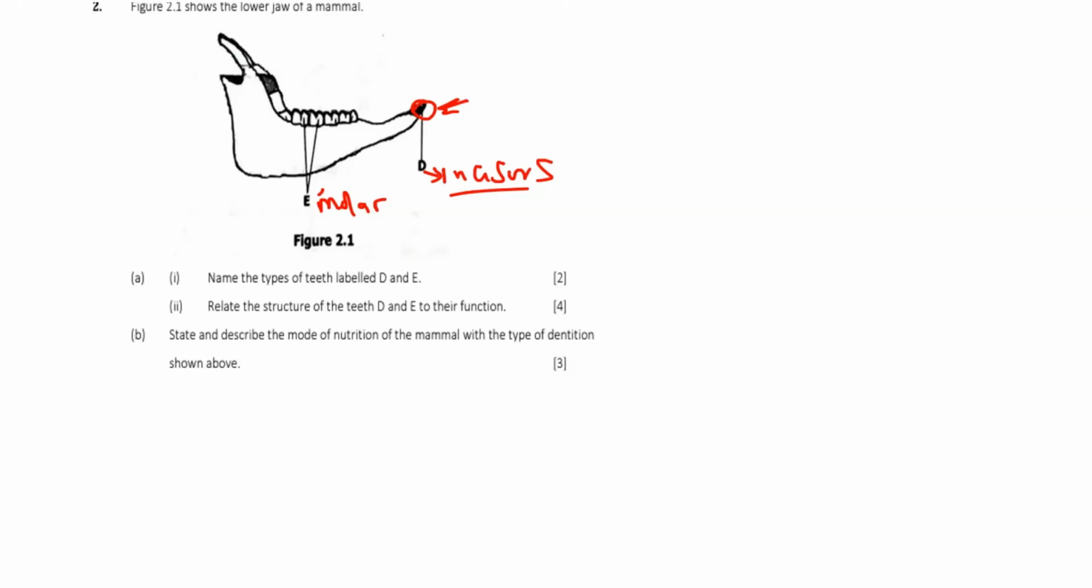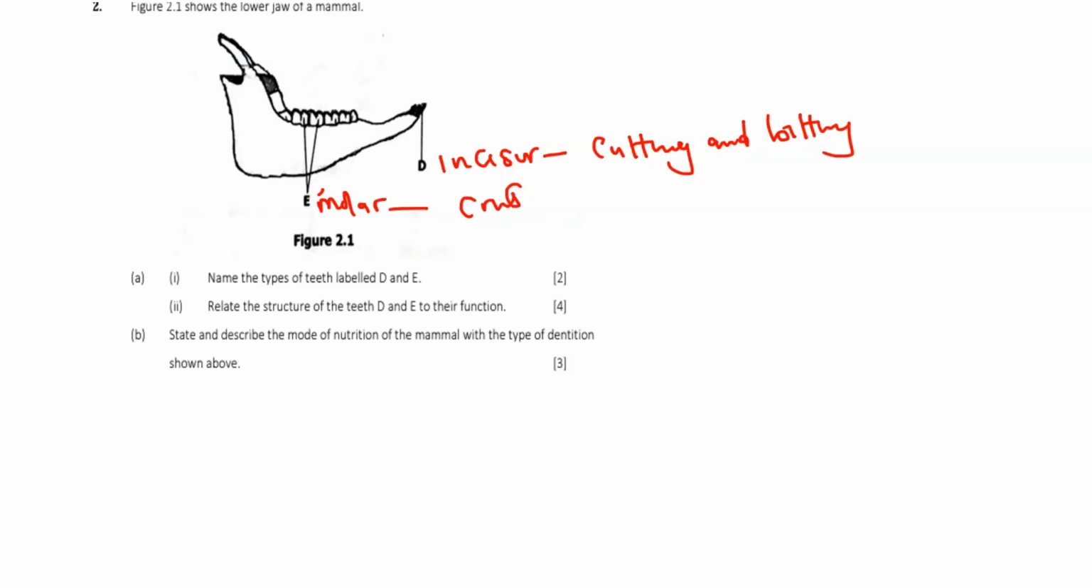Relate the structure D and E to the function. So in short, what is the function of the molars and what is the function of the incisors? Incisors, as we can see, are chisel shaped. And what did we say is the function? For cutting and biting. Then this, crushing and grinding.